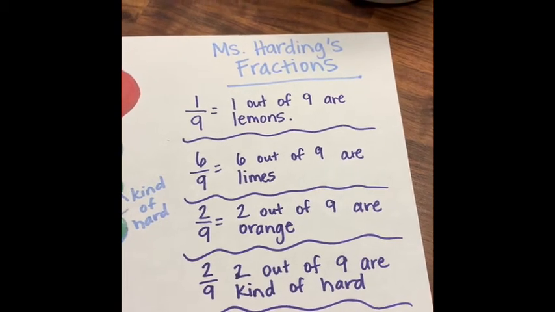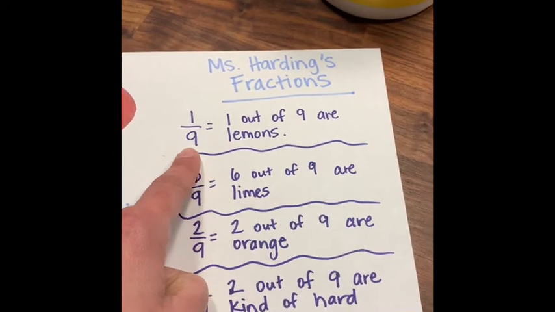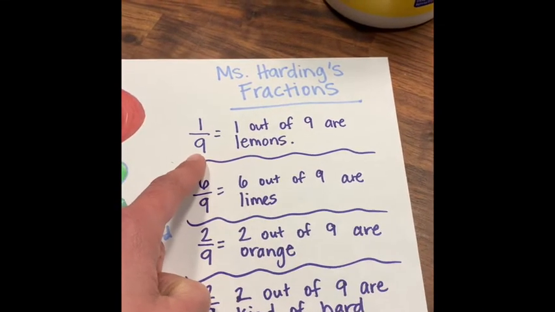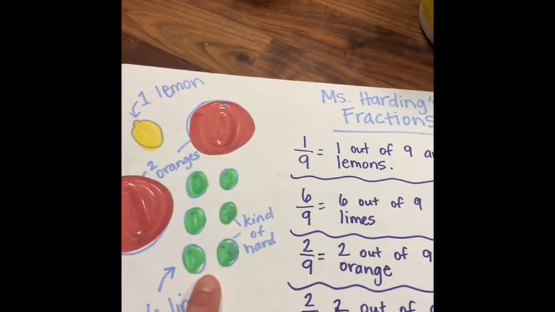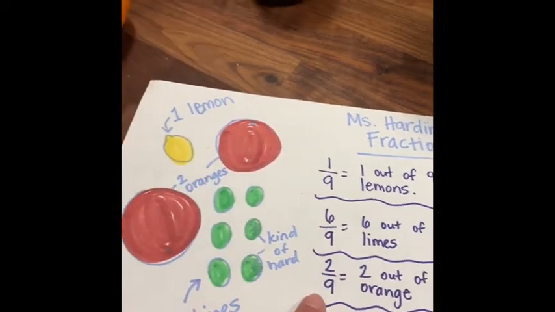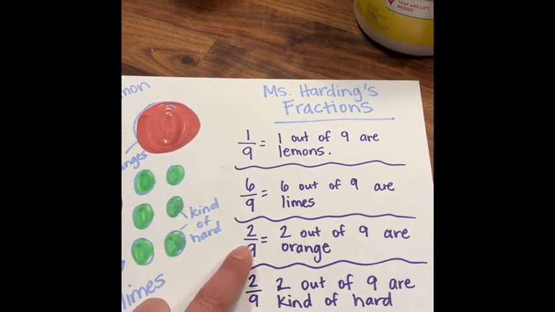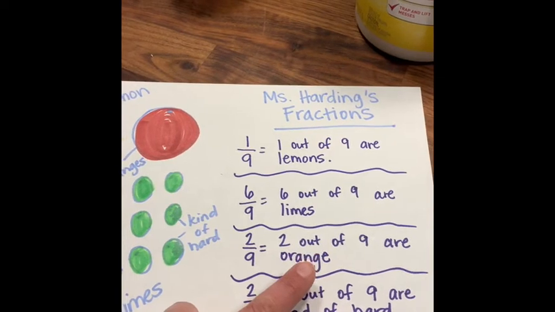So I know out of all my fruit, I only have 1 lemon. So I put 1 out of 9 are lemons. So 1 out of 9 pieces of fruit are lemons. I know I have 6 limes. So 6 out of 9 are limes. I know that I had 2 oranges. So 2 out of 9 are oranges. Right? Oh, I need to put an S on there because 2 out of 9 are oranges.